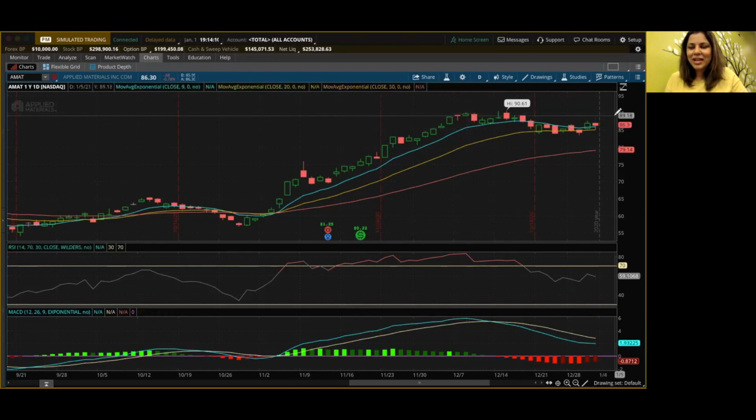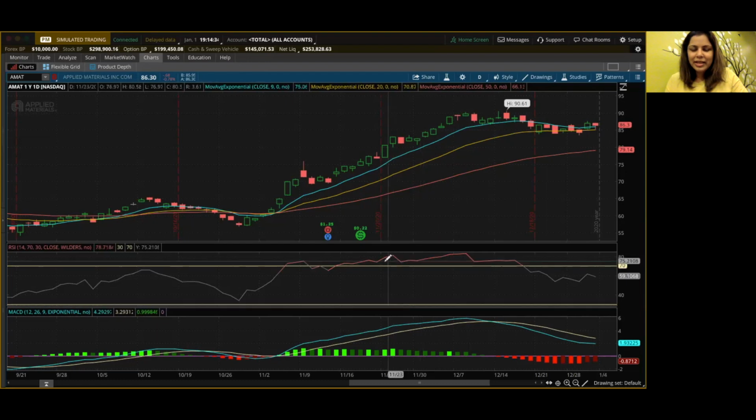Let's play out a scenario for AMAT. AMAT is currently trading at 86.30 and it has touched the EMA 20 line. The EMA 20 and EMA 50 line offer good support and you can expect the stock to go back up after touching these lines.